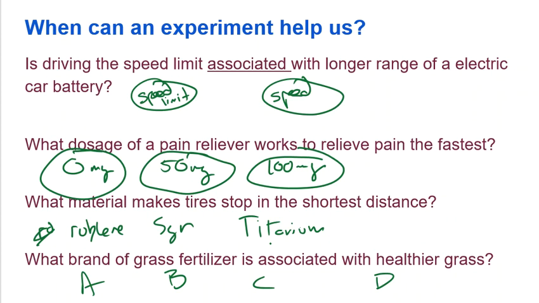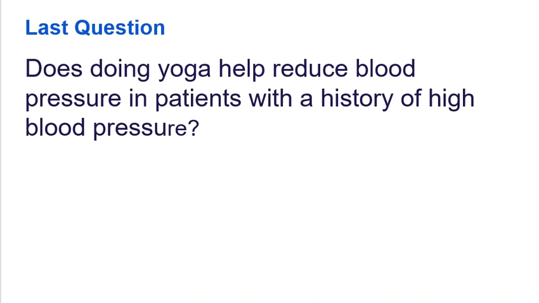So if you could manipulate, if you could change one of the variables for these people, for those people, and then record what happens at the end, that's an experiment, okay? And through that, we could do cause and effect. We can control, we could possibly say, hey, does fertilizer A truly cause healthier grass?